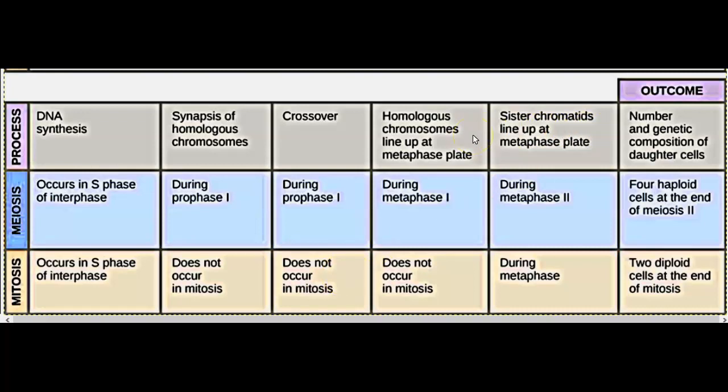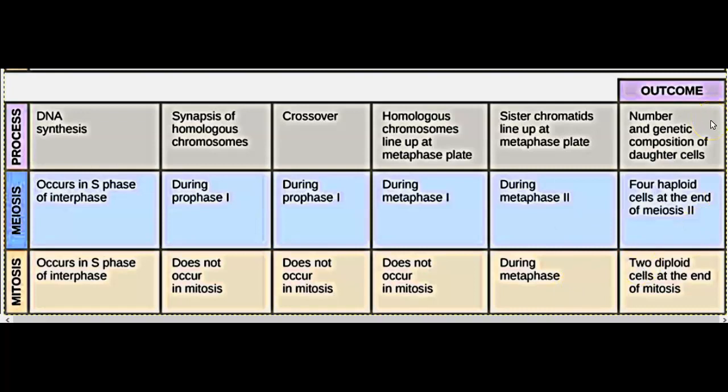Process. Homologous chromosomes are the pairs of bivalents. Line up in the middle, the equator, metaphase plate, all the same thing. Metaphase 1. That does not happen in mitosis. Sister chromatids line up at the metaphase plate. Alright, so dyads line up single file at the equator. That does happen in metaphase 2, and it does happen in metaphase of mitosis.